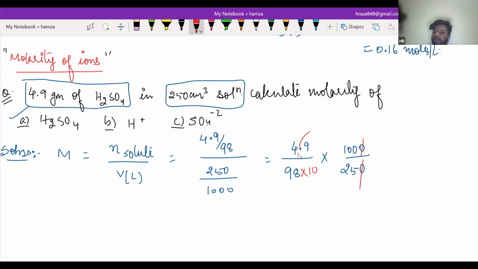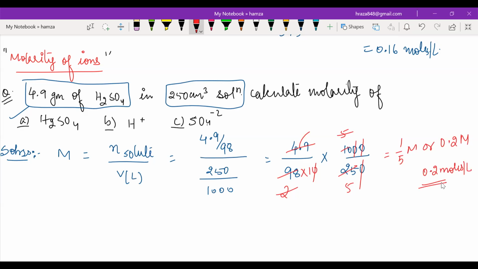Again 10 will be cancelled, and 49 2s are 98, and 2 5s are 10, and 5 5s are 25. So the value is 1 by 5 M, or if you take it in decimal, it will be 0.2 M, or 0.2 moles per liter. You can also write that. Are you getting my point? Yes, sir. So this is the molarity of H2SO4.